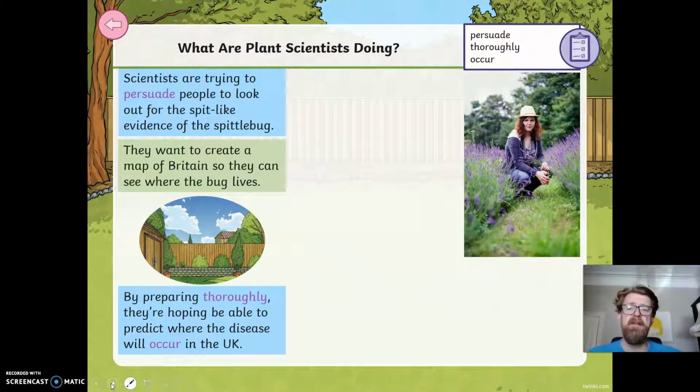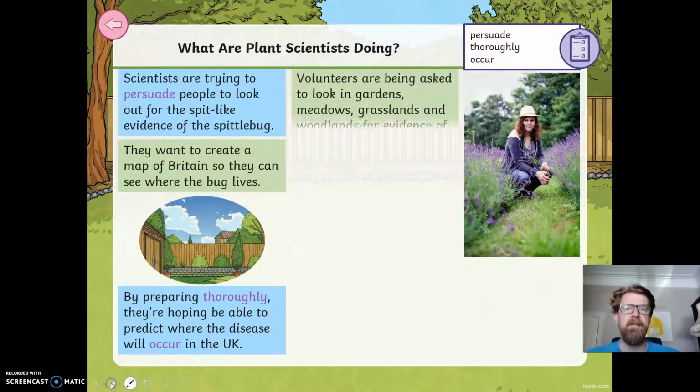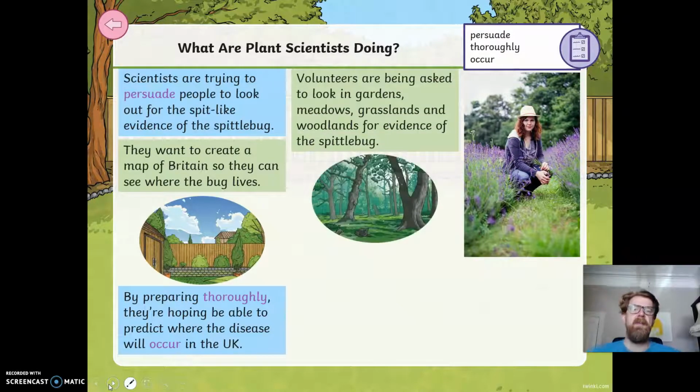And by preparing thoroughly, they hope they'll be able to predict where the disease will occur and do something about it, prevent it from happening and devastating our own trees and plants. So volunteers are being asked to look in gardens, meadows, grasslands and woodlands for evidence of the spittlebug.